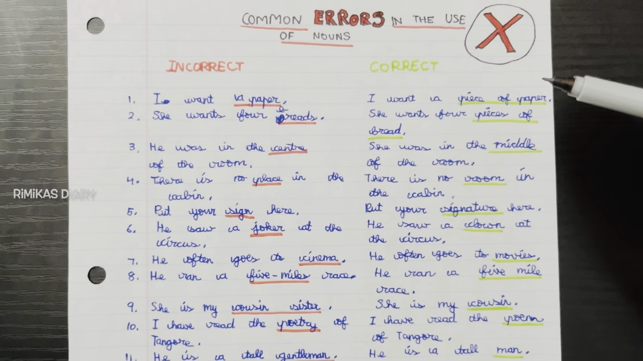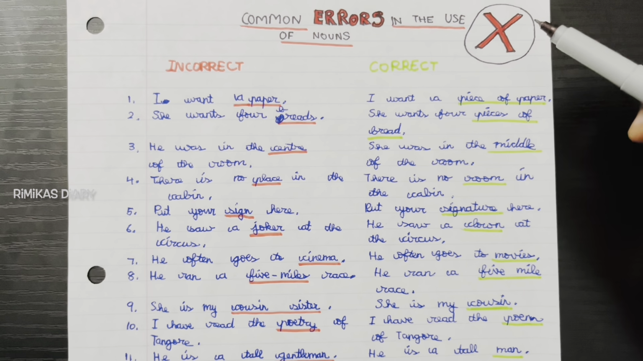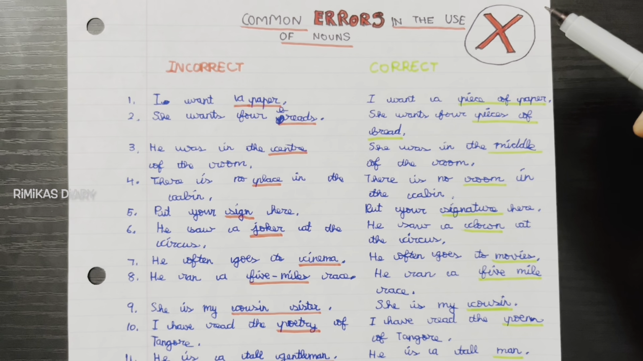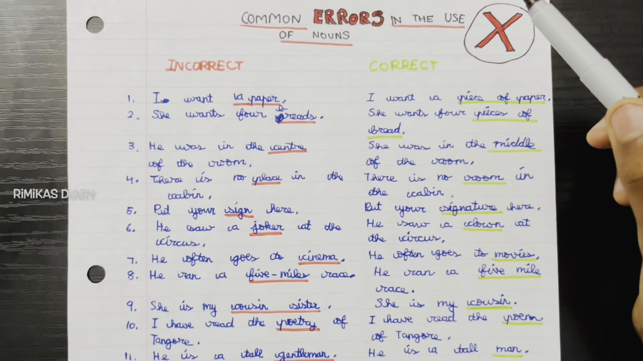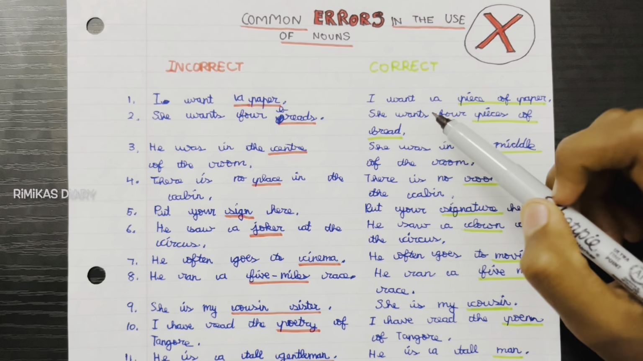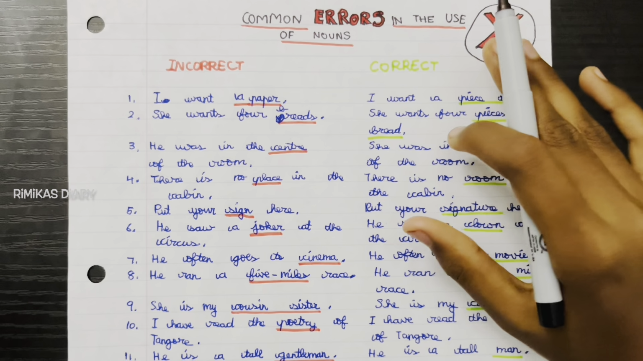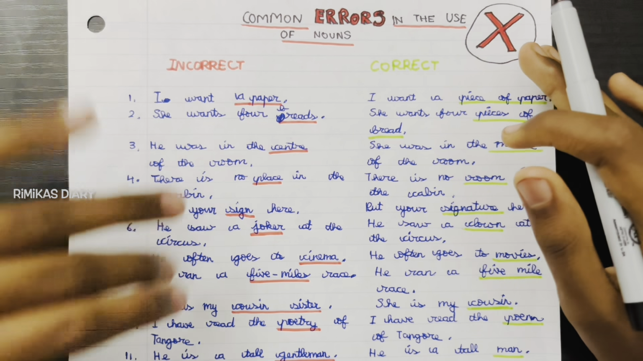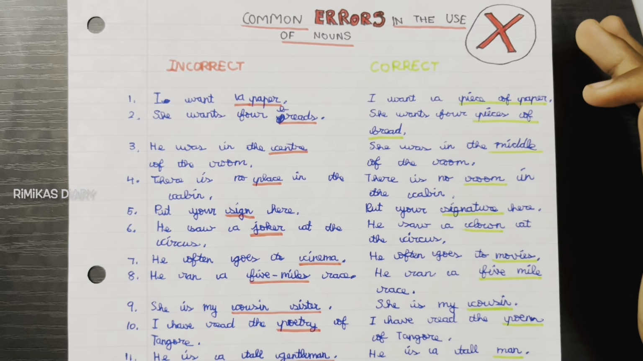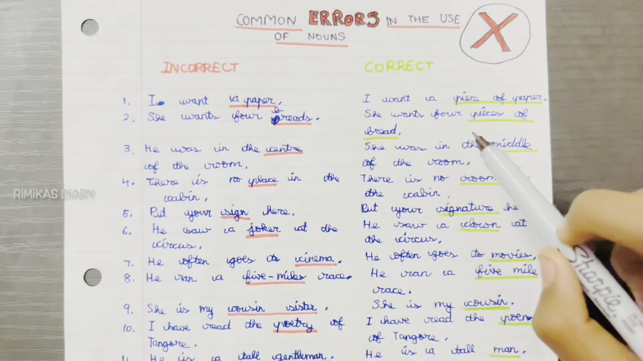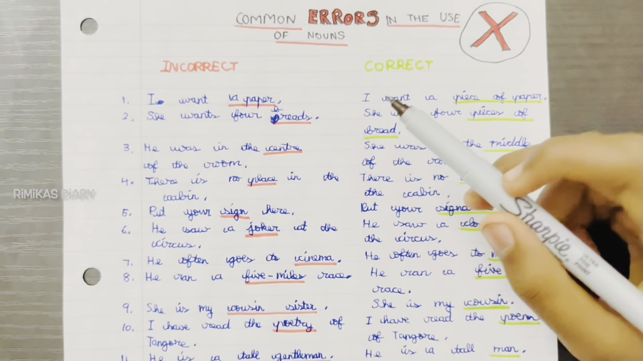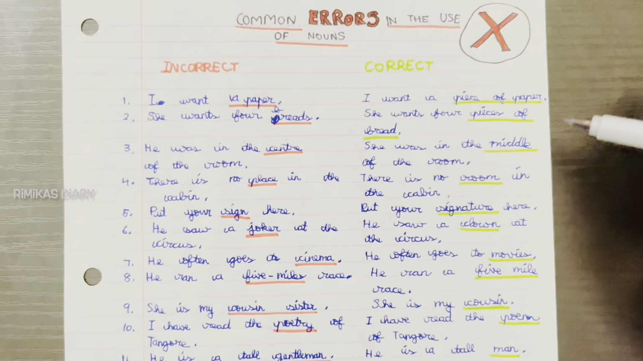Next, common errors in the use of nouns. Now we're going to see the common mistakes that people make in using nouns. Incorrect: I want a paper. You can't say I want a paper. You have to say I want a piece of paper. This is correct. This side is full of wrong sentences and this side is full of correct sentences. She wants 4 breads is wrong. She wants 4 pieces of bread is correct.